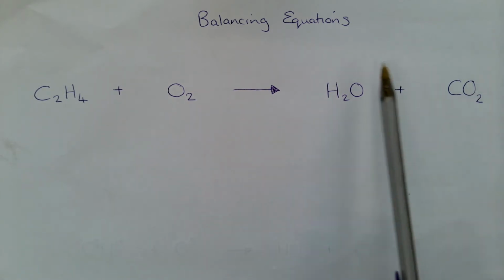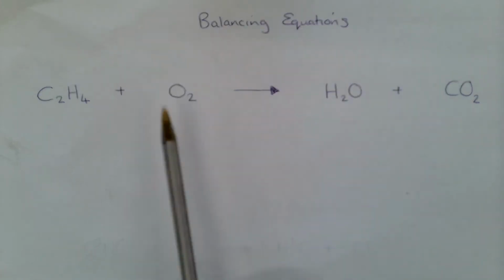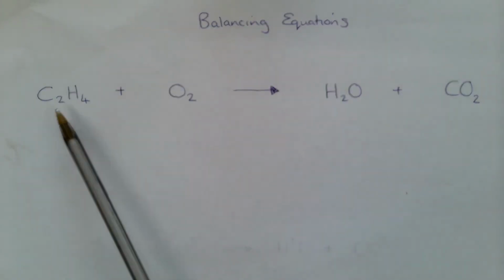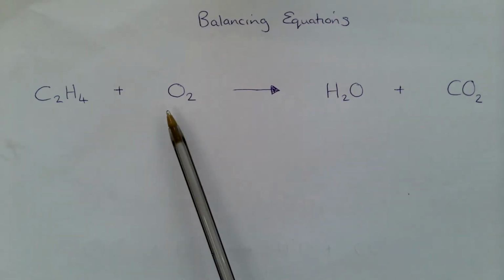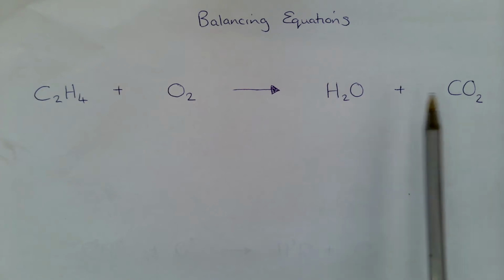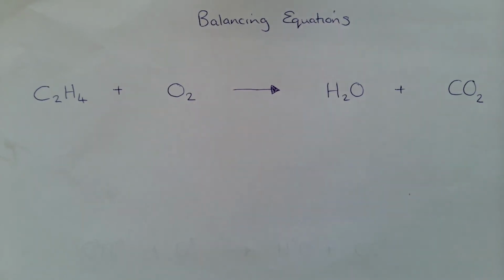So I can't create them and I can't destroy them. This is the reason why I haven't got any nitrogen on this side, because there's no nitrogen going in. So whichever atoms I have going in on my reactant side must come out on my product side, but they're going to be rearranged into new little molecules. So let's check to see what we mean by these formulas.